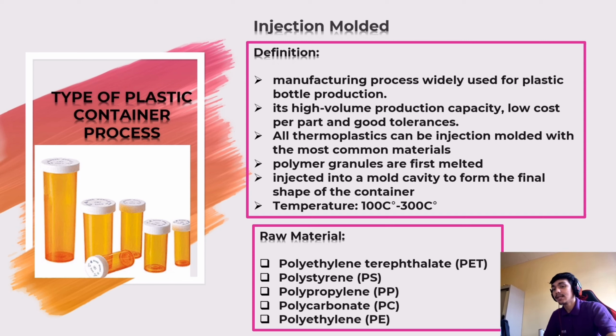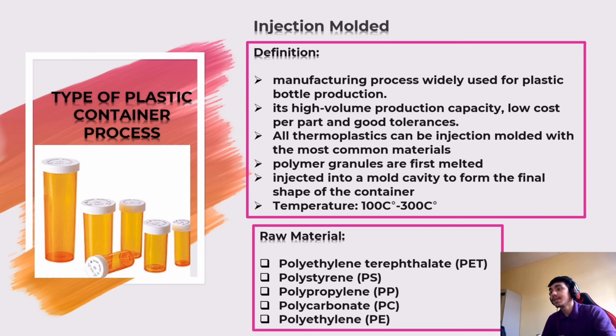All thermoplastics can be used in injection molded, with the most common materials being polystyrene and polypropylene. During the manufacturing process, polymer granules are first melted and then injected into a mold cavity to form the final shape of the container, where the liquid plastic cools and solidifies. The temperature in this process is between 100 degrees Celsius and 300 degrees Celsius.